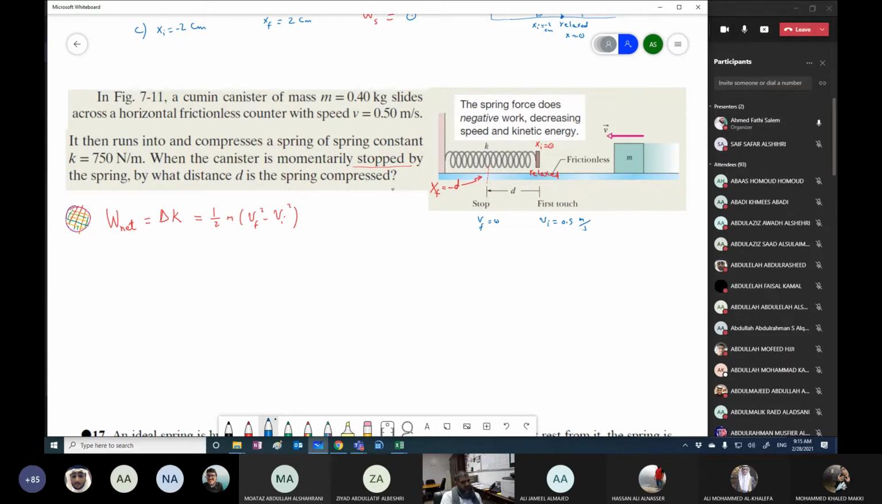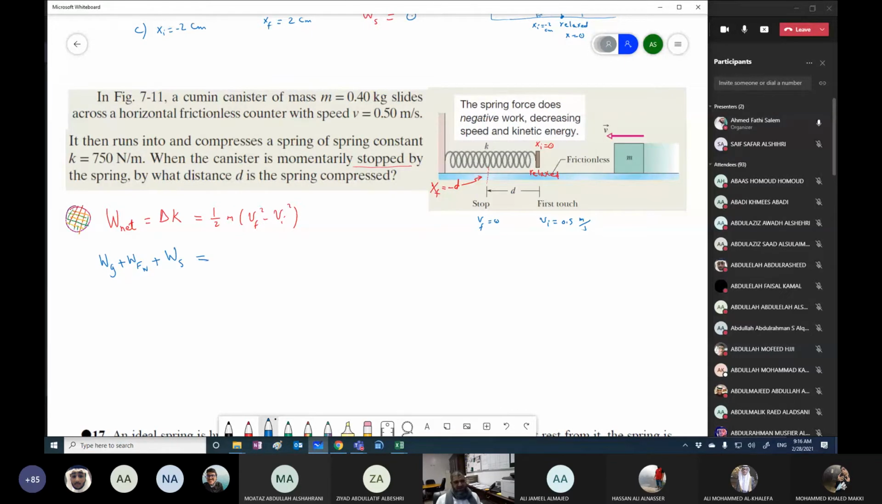Okay, what are the forces acting on this object when it hits the spring? What are the forces? I have the normal force, right, and I have the gravitational force, and what else do I have? I have the spring. Do I have friction? He said frictionless. No, frictionless. So there is no work done by the friction.